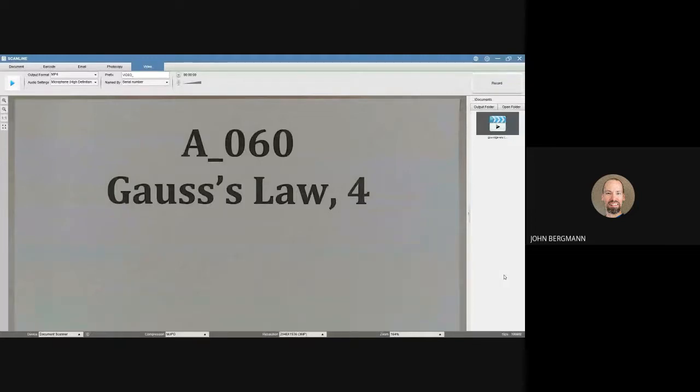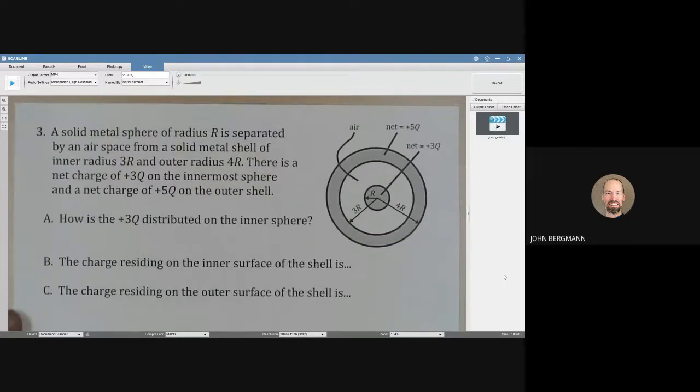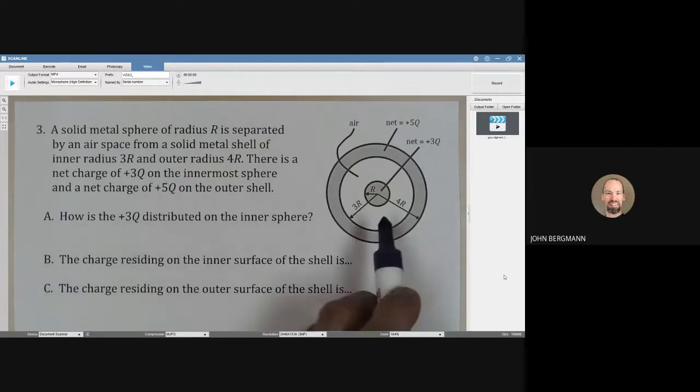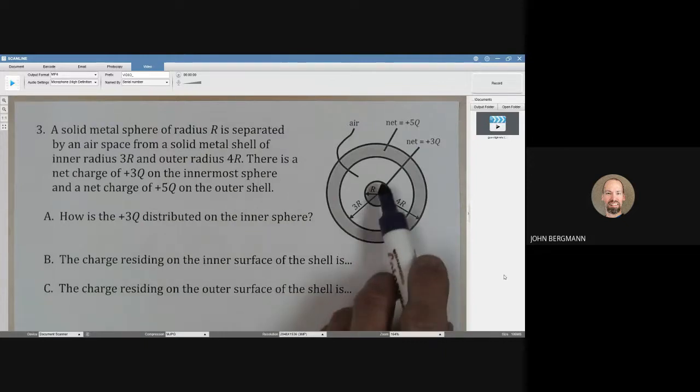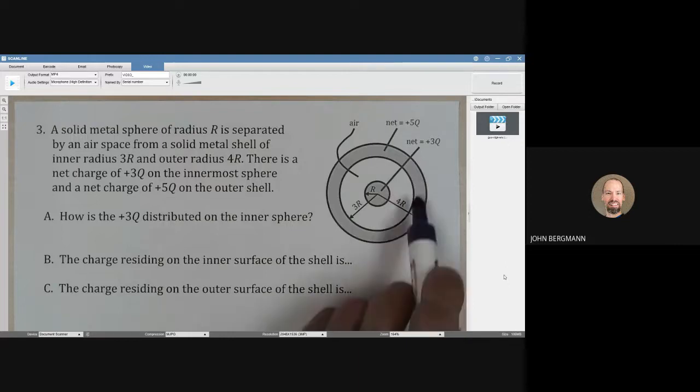We continue with our look at applications of Gauss's law. Here we have a solid metal sphere of radius r, and it's separated by an airspace from a solid metal shell with the given inner and outer radii. So basically what we have here is, you might say, a cannonball in the middle, an airspace surrounding it, and then a thick metal basketball that is surrounding the outside.